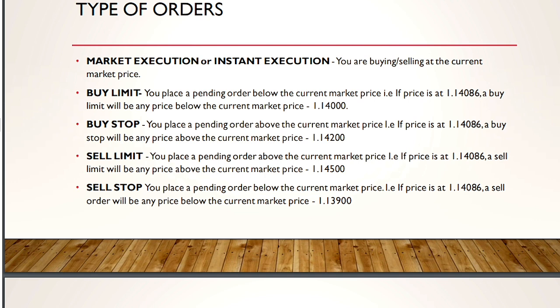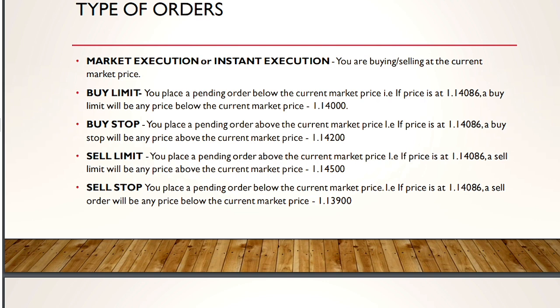Then buy stop, you place a pending order above the current price. If price is at 1.14086, a buy stop will be any price above the current price, 1.414200. So buy stop is usually above the current price, while buy limit is always below the current price. Let me also use another example for better understanding.